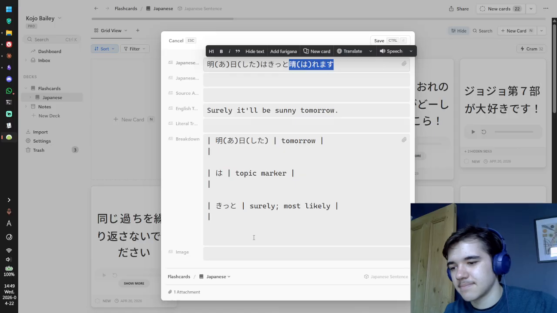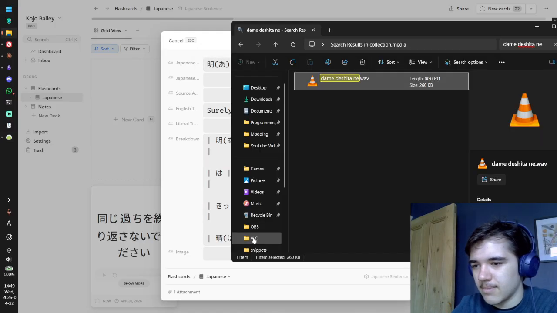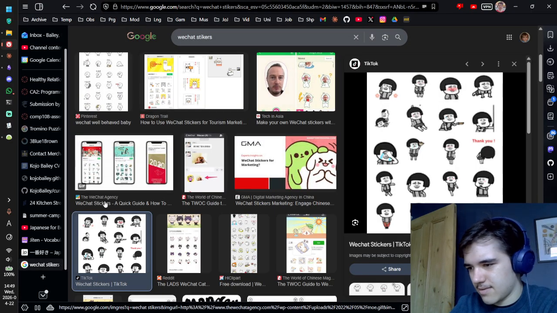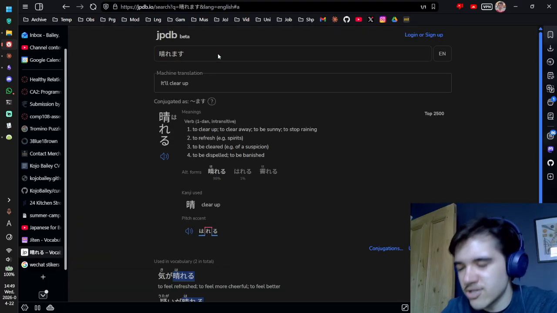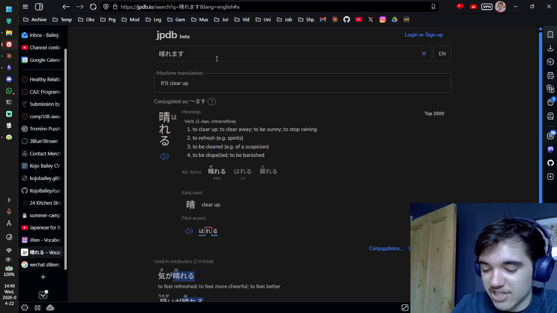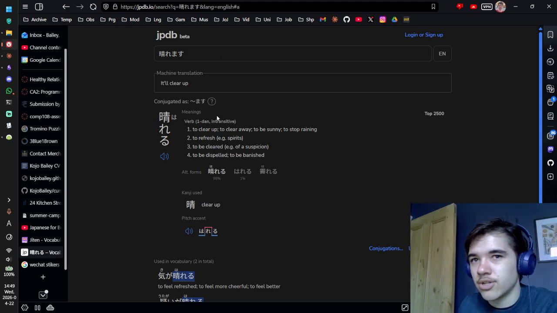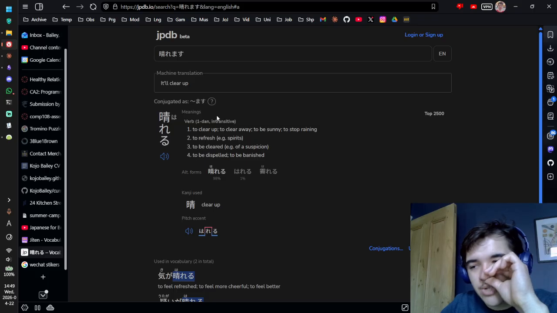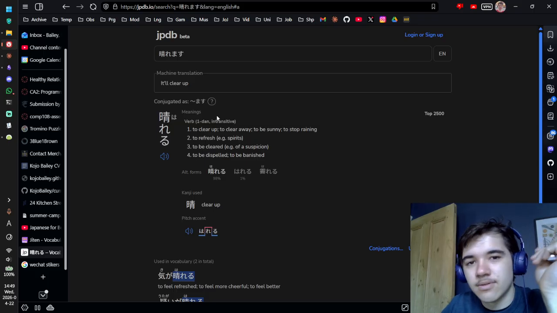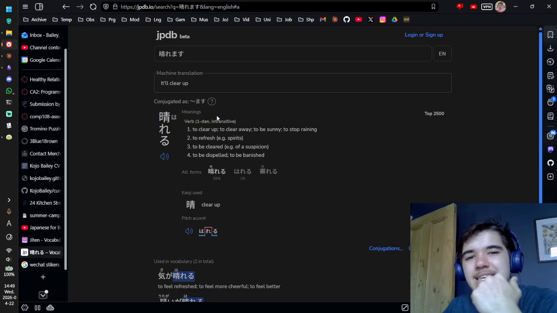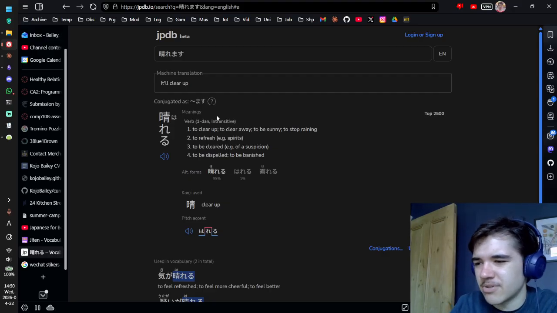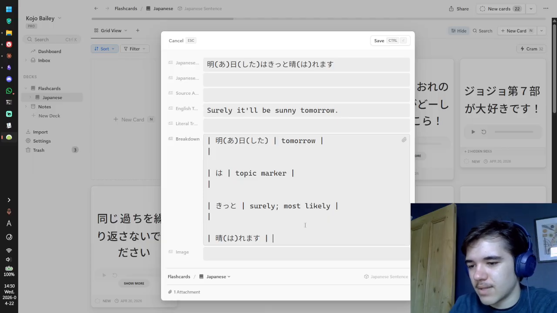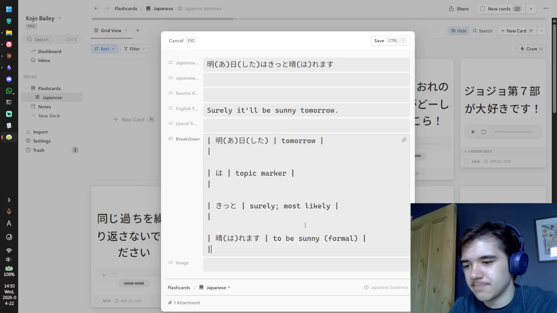And then haremasu, like to be sunny, which isn't so usual. Weather in other languages in general is very interesting. Like in English we say, oh yeah, it's cloudy, it's hot. But in Spanish, for example, you'd say hace calor, like the weather is making hot. It's like making heat. And in Japanese, they use a verb to be sunny as opposed to just it is sunny. Yeah, it's a formal conjugation.